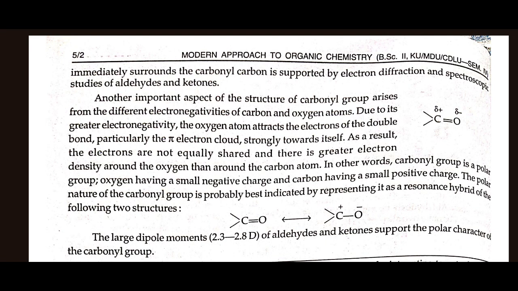Another important aspect of the structure of the carbonyl group arises from the different electronegativities of carbon and oxygen atoms. Due to its greater electronegativity, the oxygen atom attracts the electrons of the double bond, particularly the pi electron cloud, strongly towards itself. As a result, the electrons are not equally shared and there is greater electron density around the oxygen than around the carbon atom.